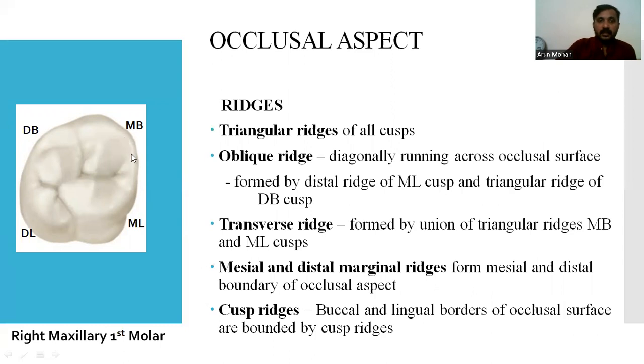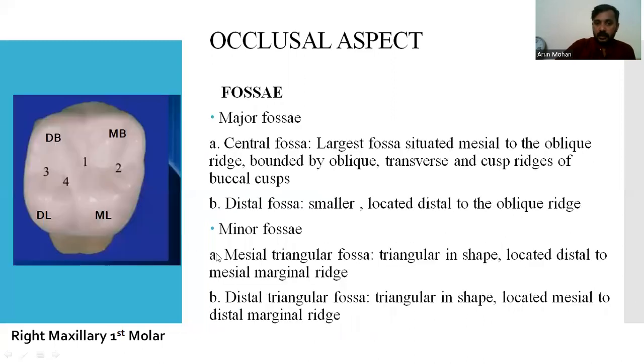Mesial and distal marginal ridges form the mesial and distal margins of the occlusal surface. And apart from that, there will be cusp ridges, mesial and distal cusp ridges for each associated cusp.